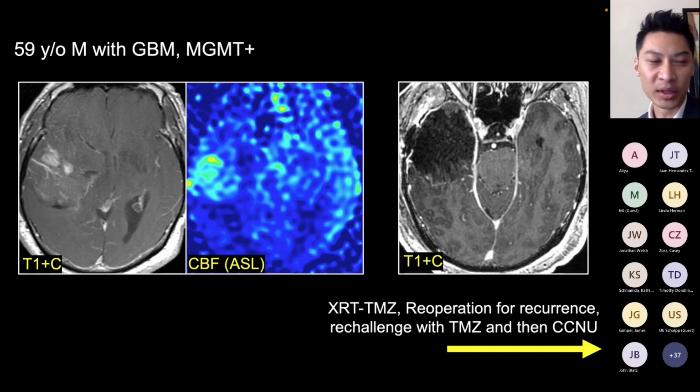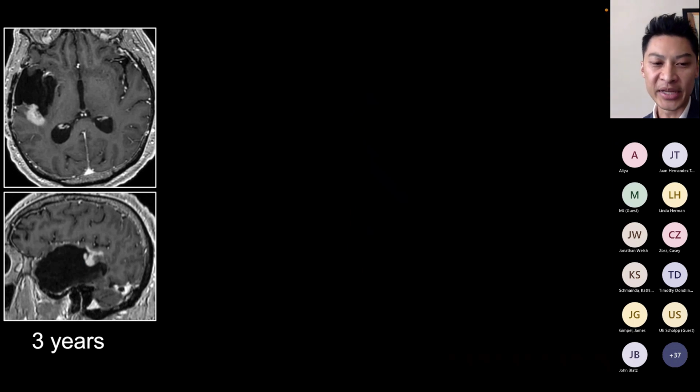And this is a really cool case. This is a 59-year-old male with GBM. And you can see the GBM in the right temporal lobe. It was associated with high perfusion. After surgical resection, most of that was resected. And this patient had a complicated course afterwards. He had chemoradiation, he had a recurrence that was, again, surgically resected, then he was re-challenged with TMZ, and then had chemotherapy, and then finally presented 3 years later.